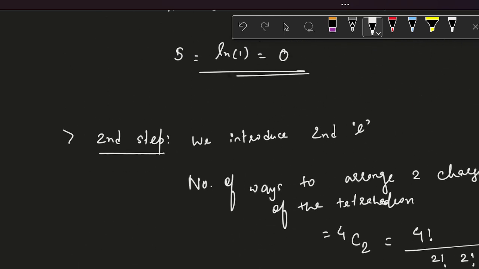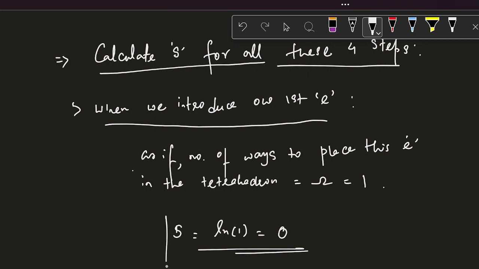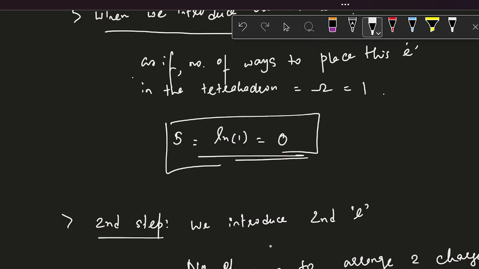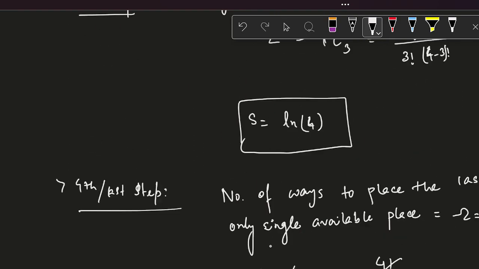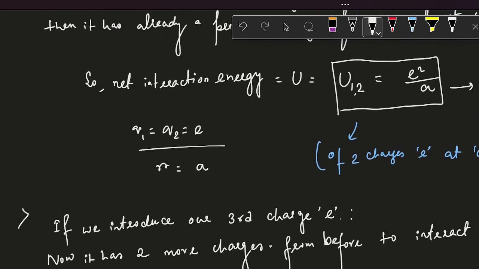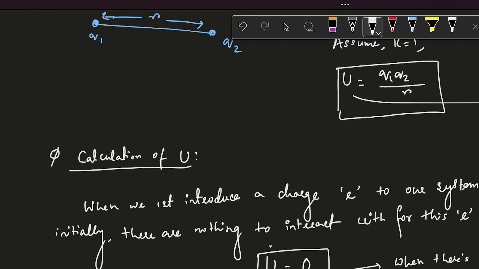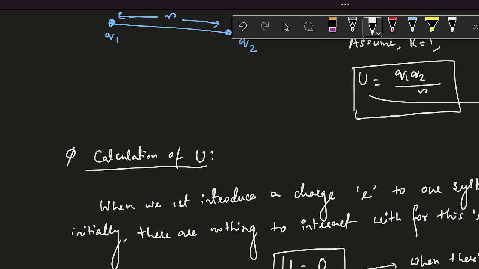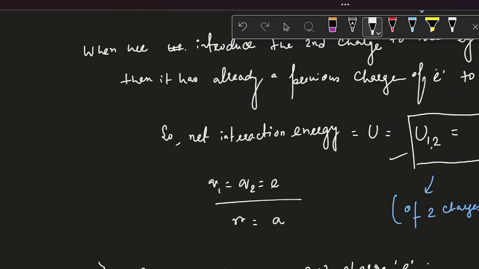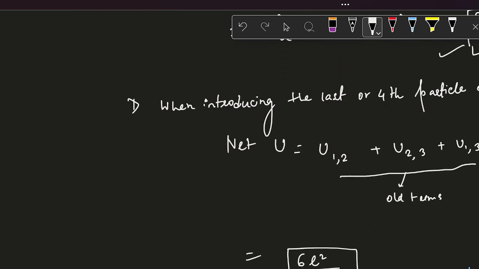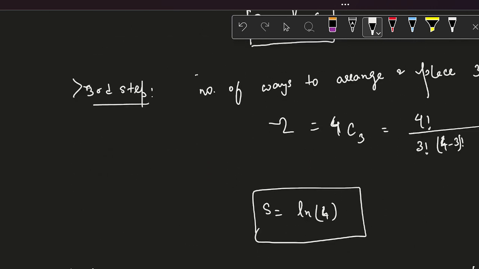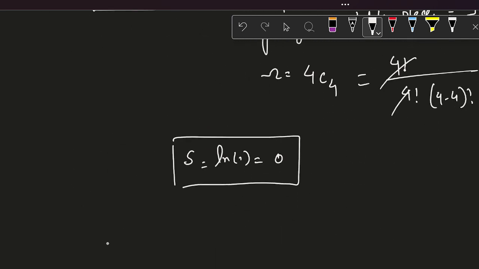So now if you compare all the four steps and what is the result of U and S corresponding to each of the steps, you get that for first step S is 0, second step it is ln 6, third step it is ln 4, and the fourth step it is again 0. Similarly, for the internal energy or U values, for the first step your U value was 0. Then for the second step your U value was just E squared by A. For the third step your U value is 3 E squared by A. And for the last and the fourth step it is 6 E squared by A. So what is done here is that if you just have to form a chart, then you can just say it like this. This is U and S.